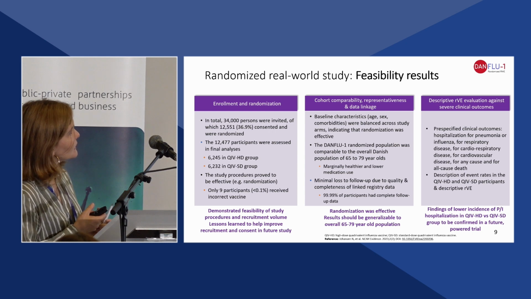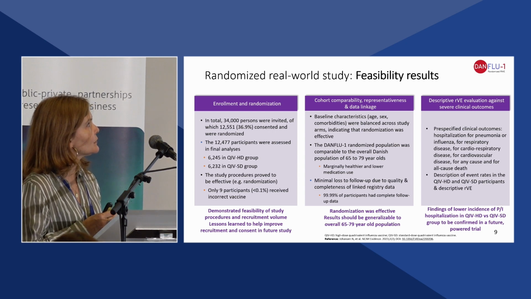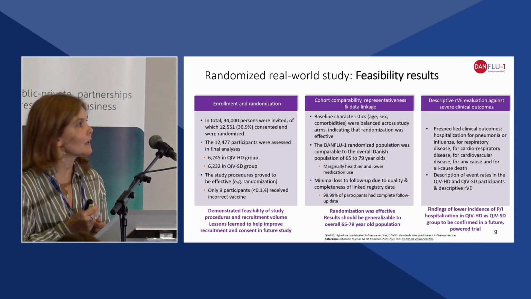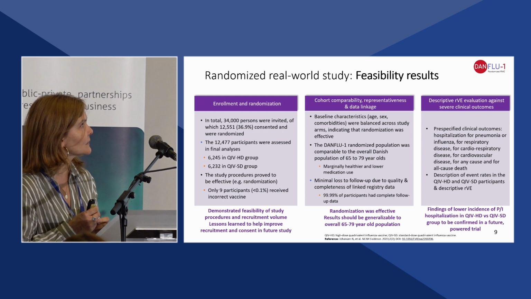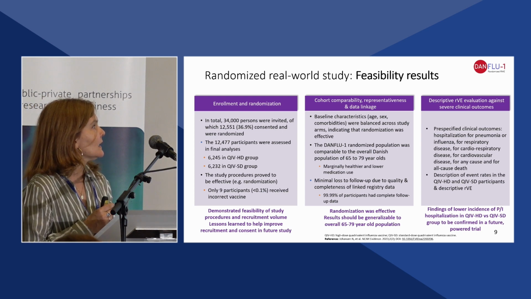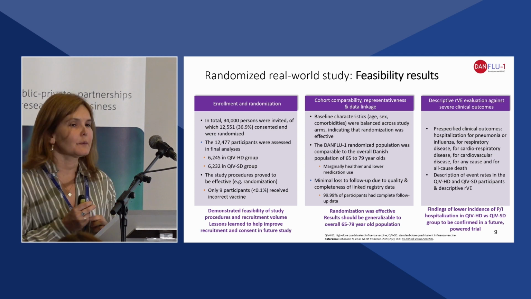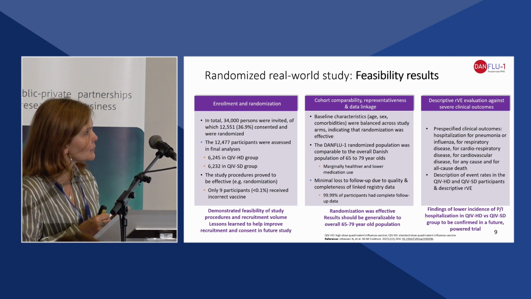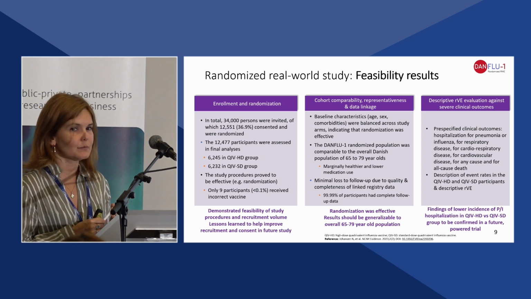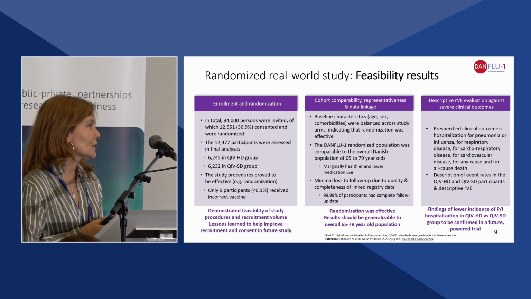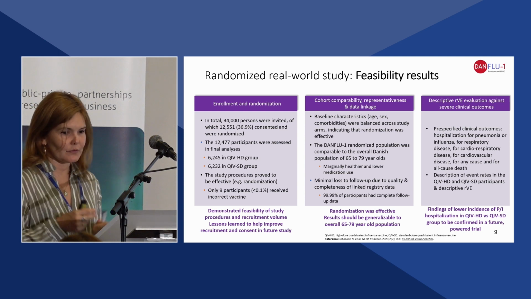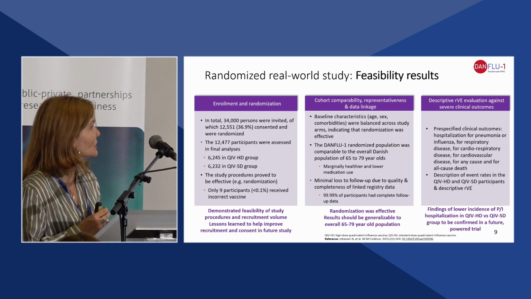The second piece was really the comparability of the two groups, which is very important, and the reason why we also put in the randomization. And when looking at the baseline characteristics and also the comparison to the overall Danish population, we concluded that the randomization was really effective, and the result could be generalizable to, of course, this age range for the population.